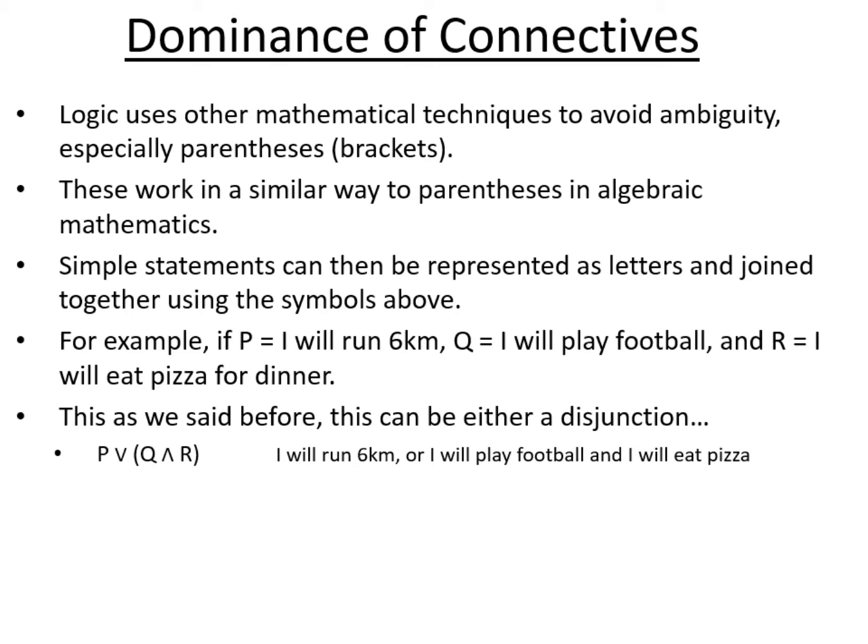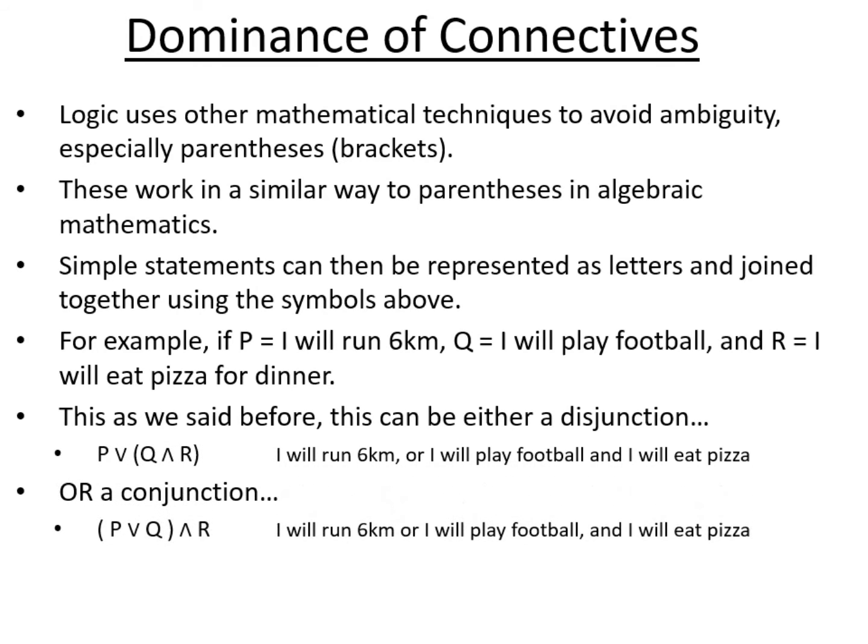"I will run 6 kilometers, or I will play football and eat pizza." On the other hand, this statement might be a conjunction, (P or Q) and R. So in this case, the comma is put just before the "and." "I will run 6 kilometers, or I will play football, and then I will eat pizza." Either way, it suggests.